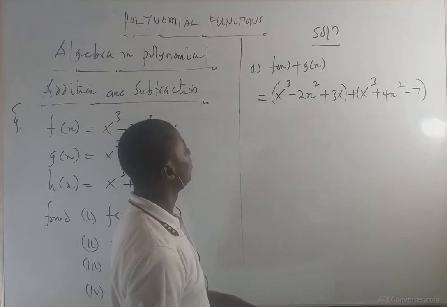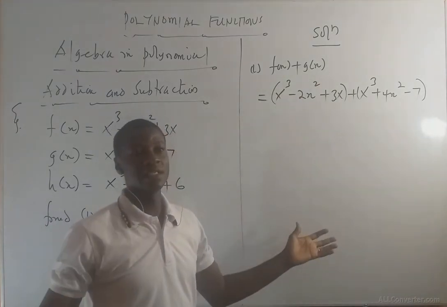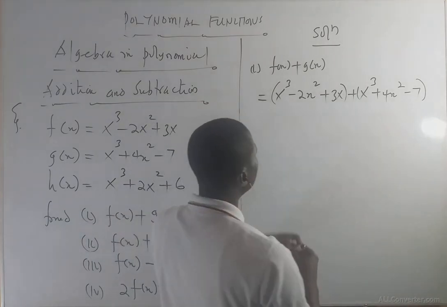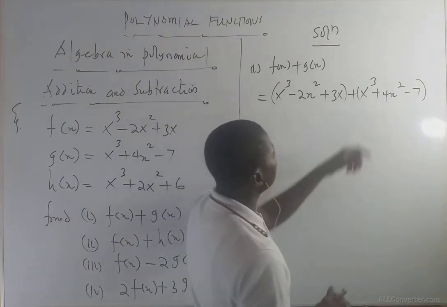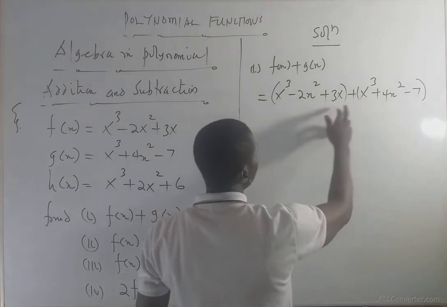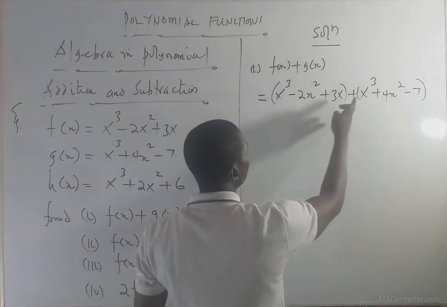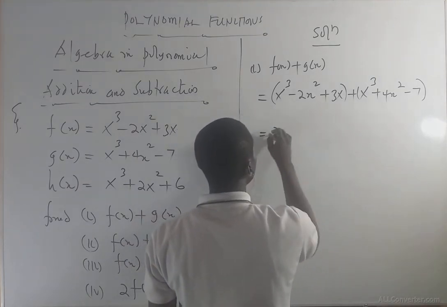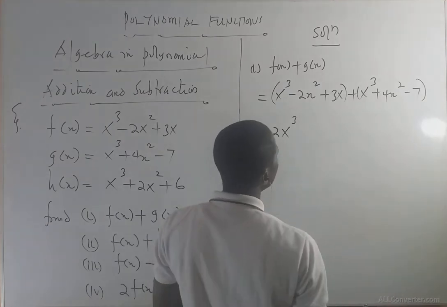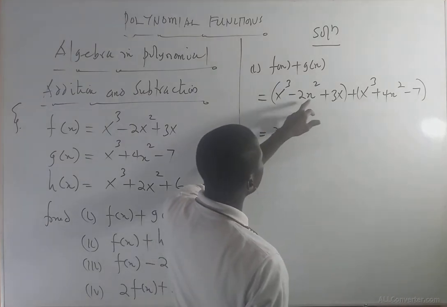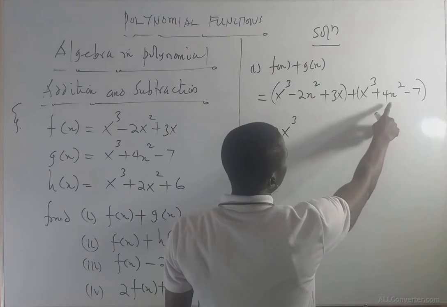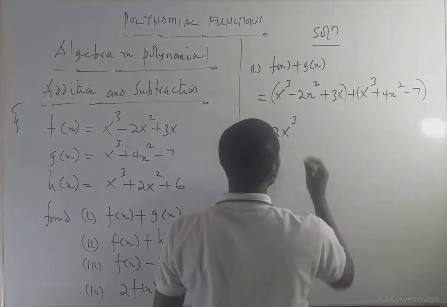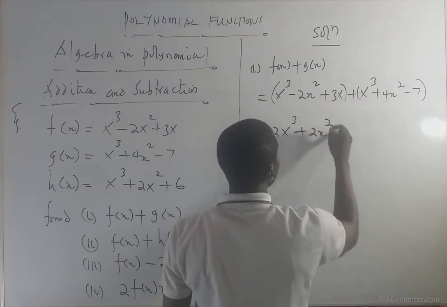Now with addition of polynomial functions, we only add the like terms together. That is all. So we can see that we have an x cubed term here. We also have an x cubed term here. So x cubed plus x cubed. Remember that the coefficients are all 1, and so we have x cubed plus x cubed, and this will give us 2x cubed. Then you also have minus 2x squared. There's another x squared term here, that is plus 4x squared. So minus 2x squared plus 4x squared will give us plus 2x squared.